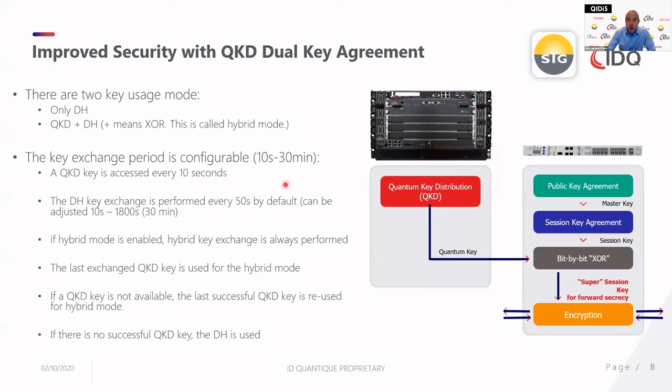So it's a parameter that can be adjusted, like here in this example, between 10 seconds and 30 minutes, typically based on the line speed. So if it's a 100 gig speed, you have more data exchange and you want to increase the key rotation period. And then the key is requested and refreshed automatically by the ADVA device.